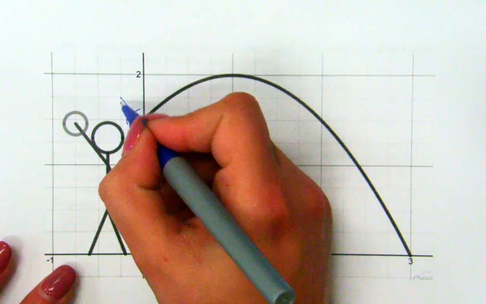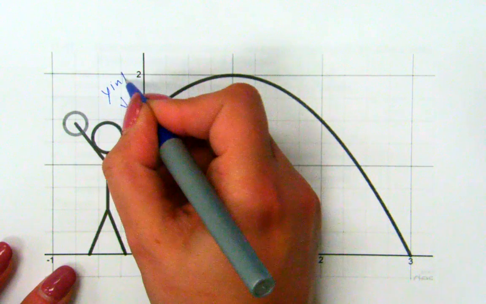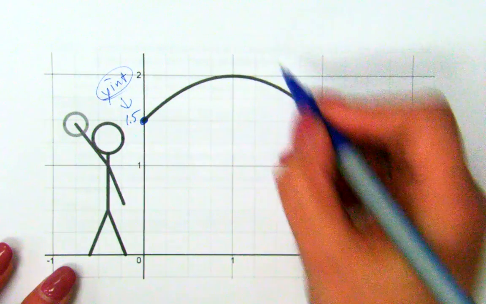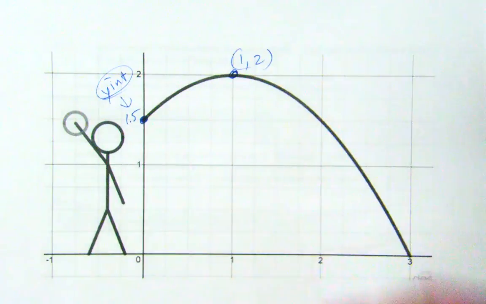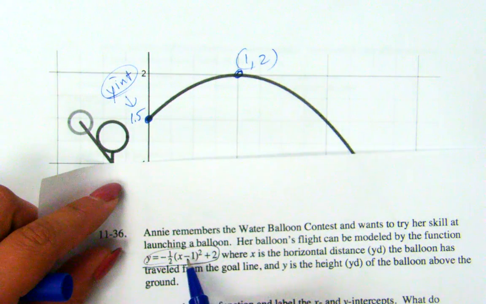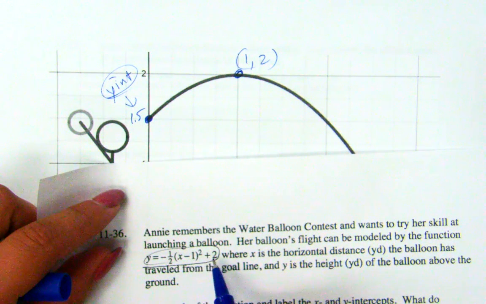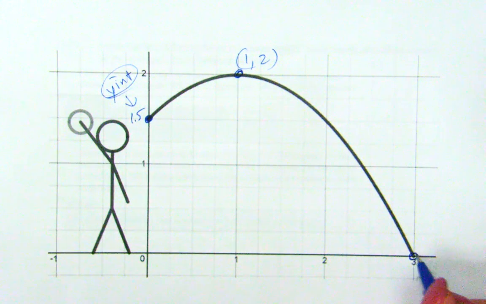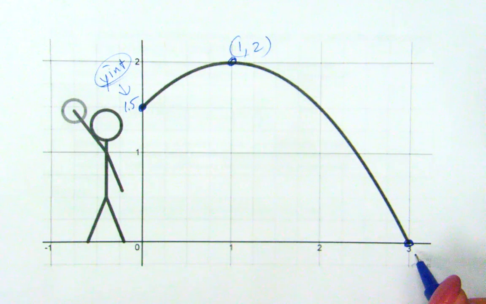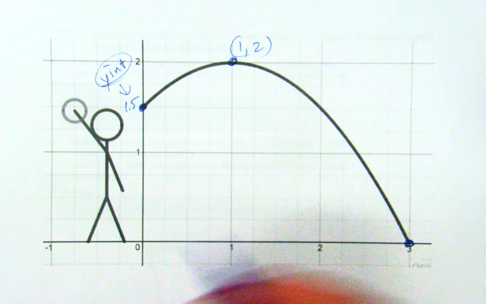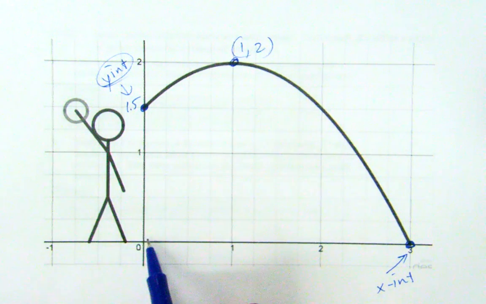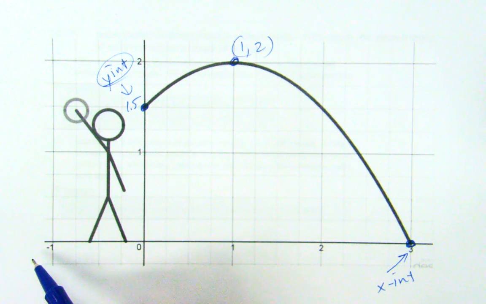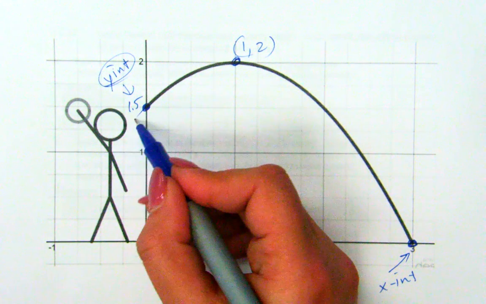So this is your y-intercept, right? Your vertex is going to be at (1, 2) because, and you can actually check that from the original graph, it's at -1 in the parentheses plus 2 over here. And then it lands 3 feet from where the goal launch was.